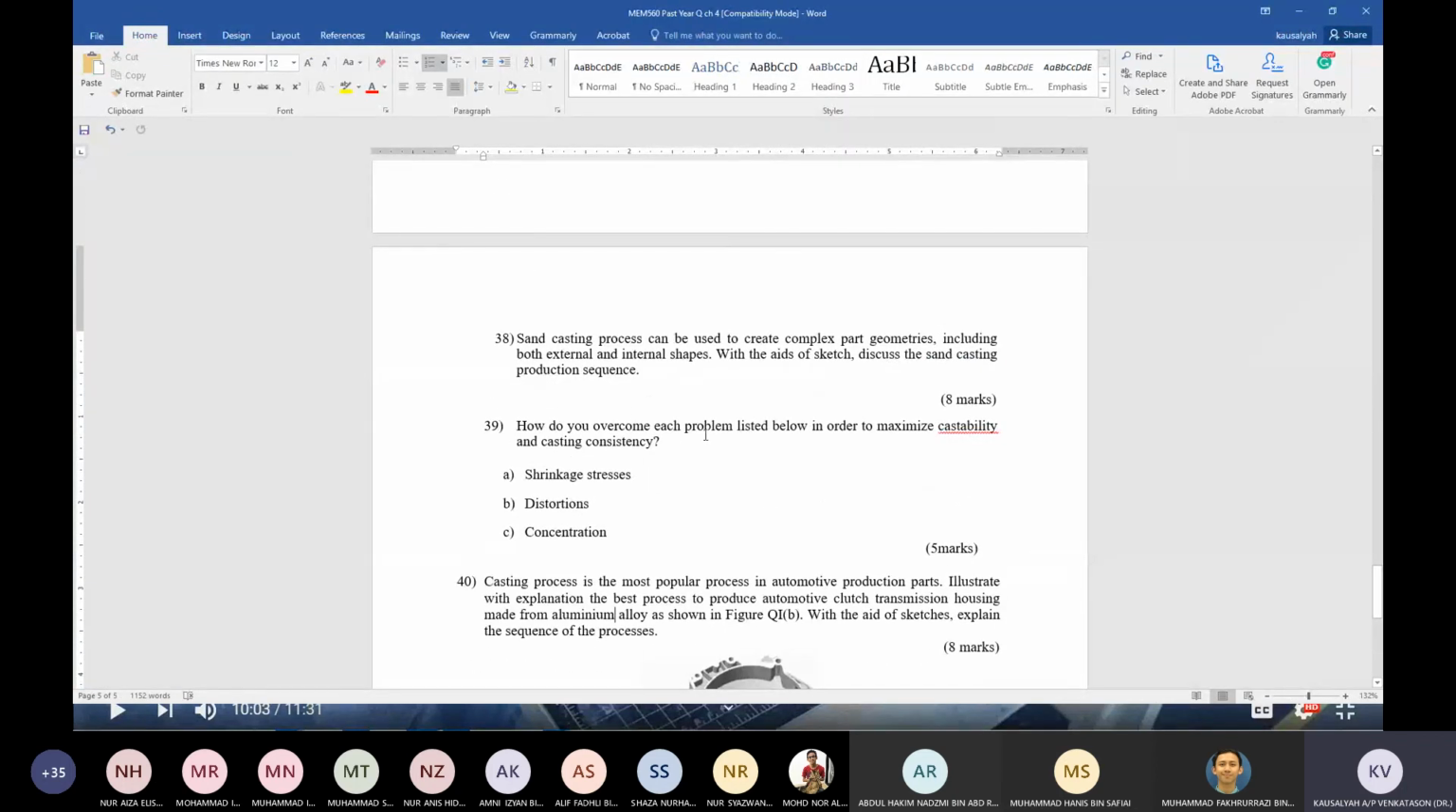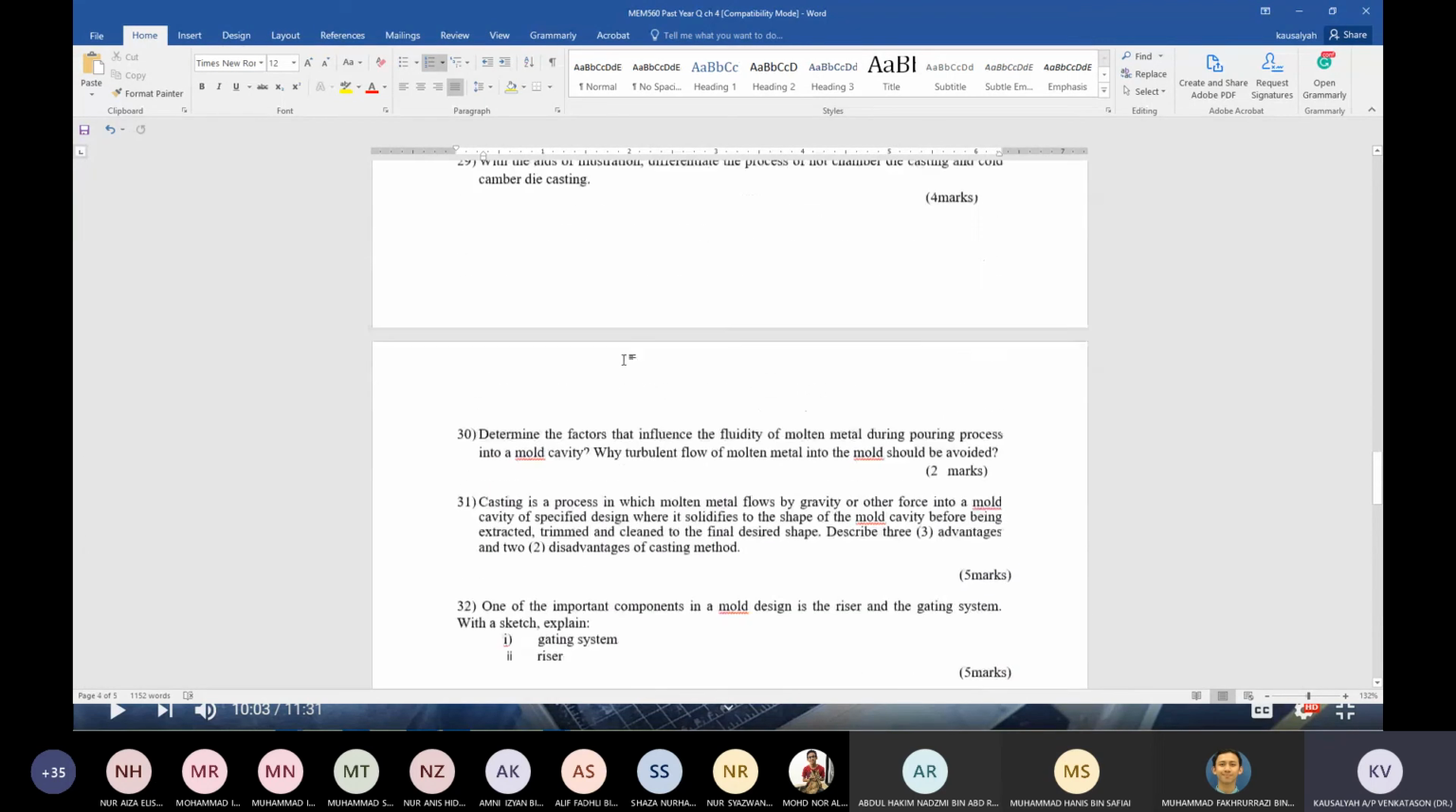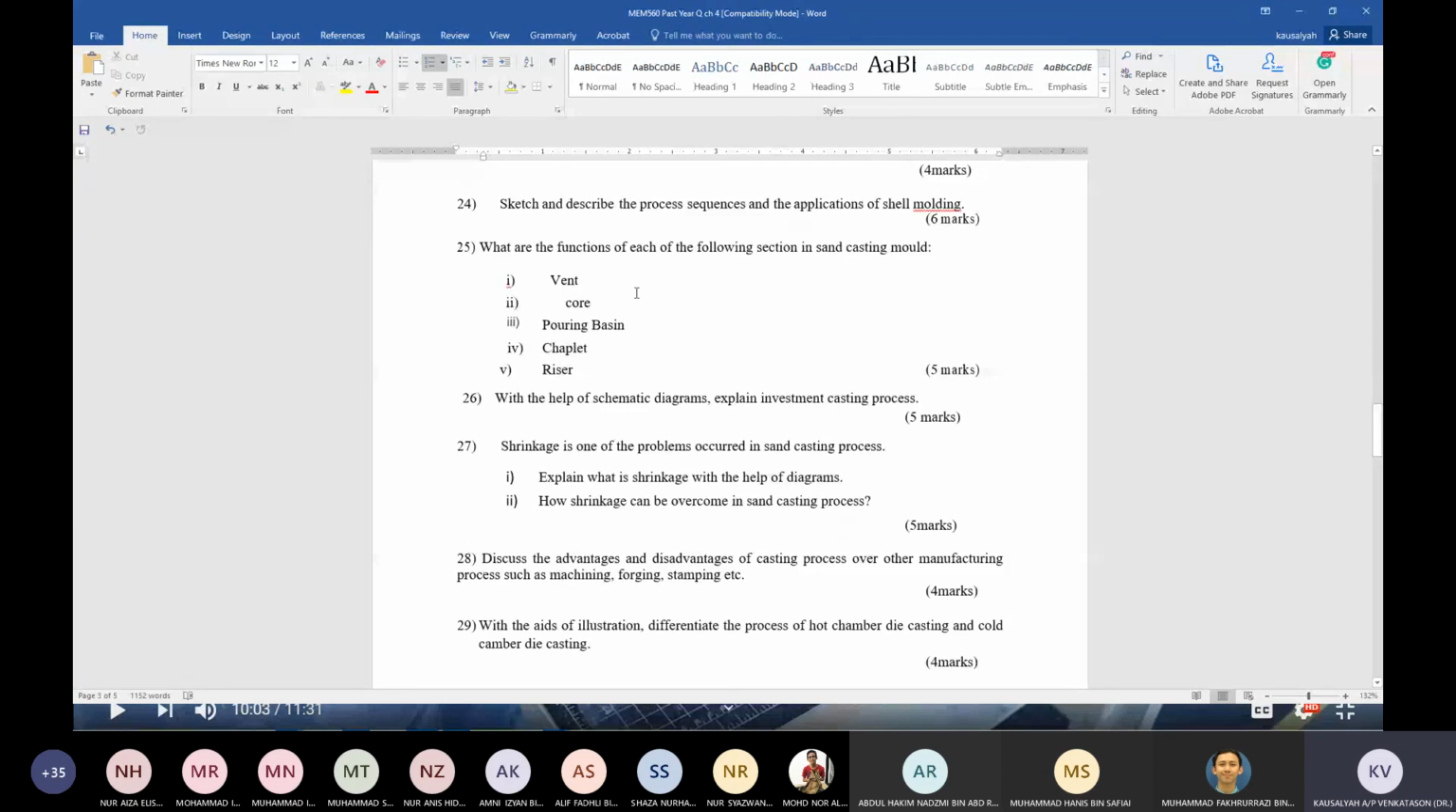How do you overcome each problem listed below in order to maximize castability and casting consistency? So we have the shrinkage stresses, we saw that in expendable mold. And then you have distortions and stress concentration, so this will be in the permanent mold. Never mind, let's just see if there's anything directly on expendable mold. These are questions based on sand casting alone.